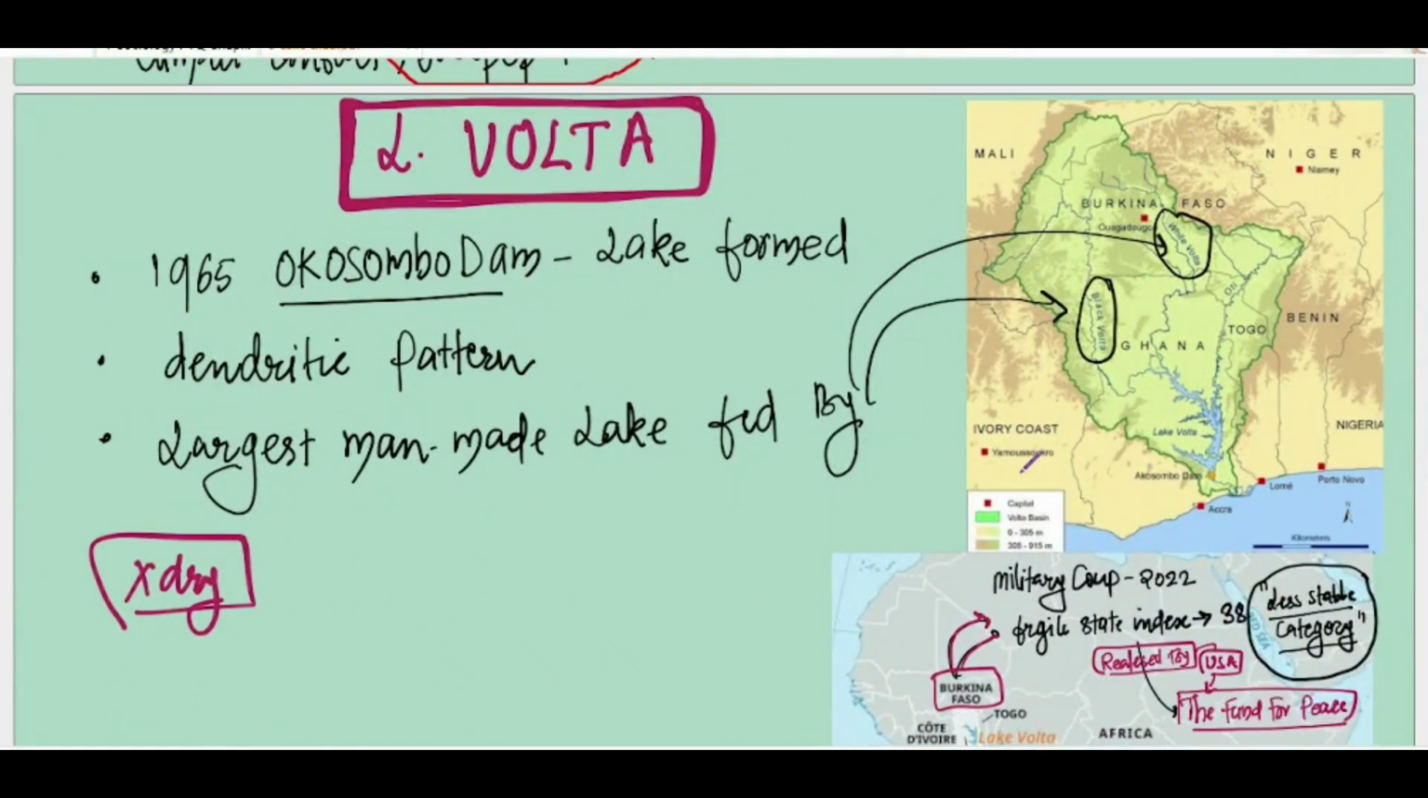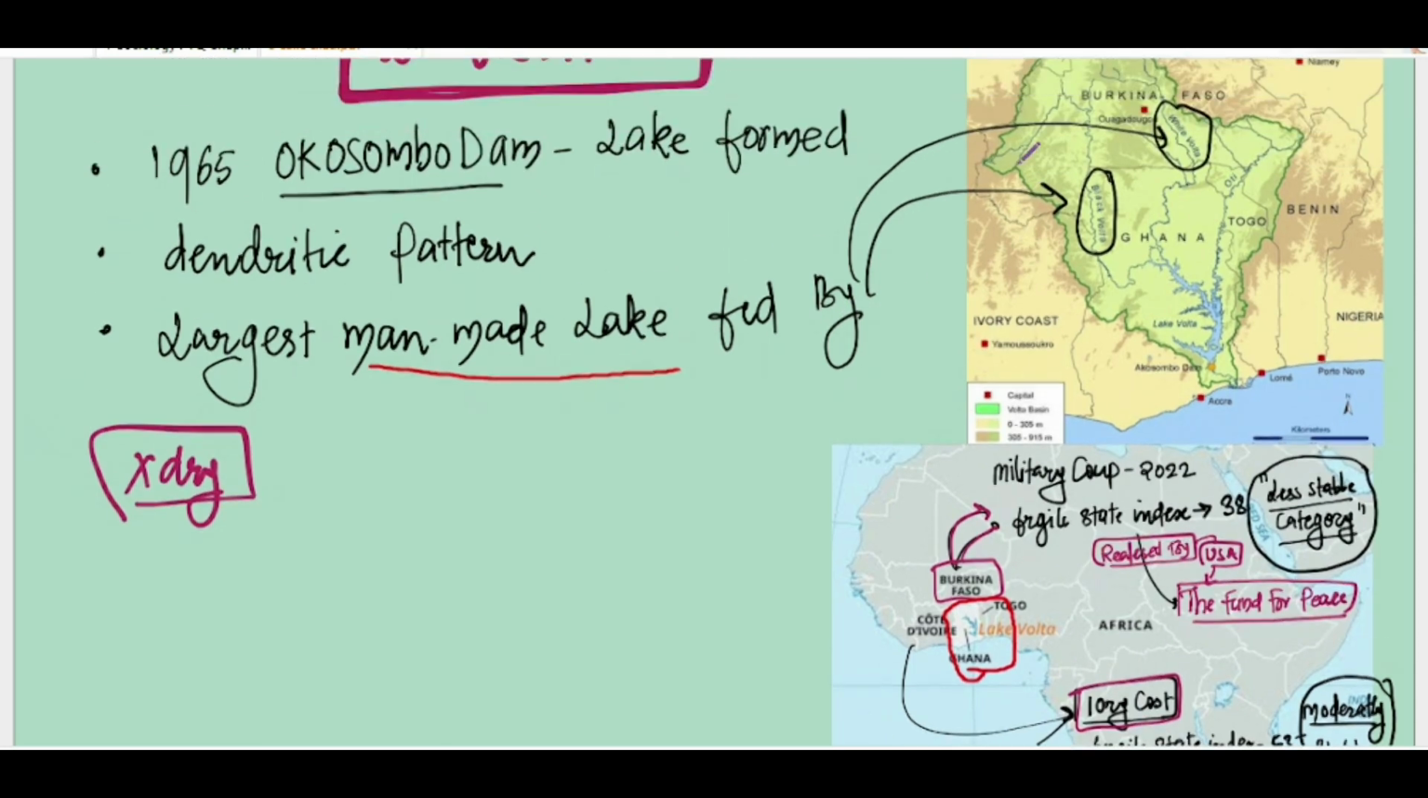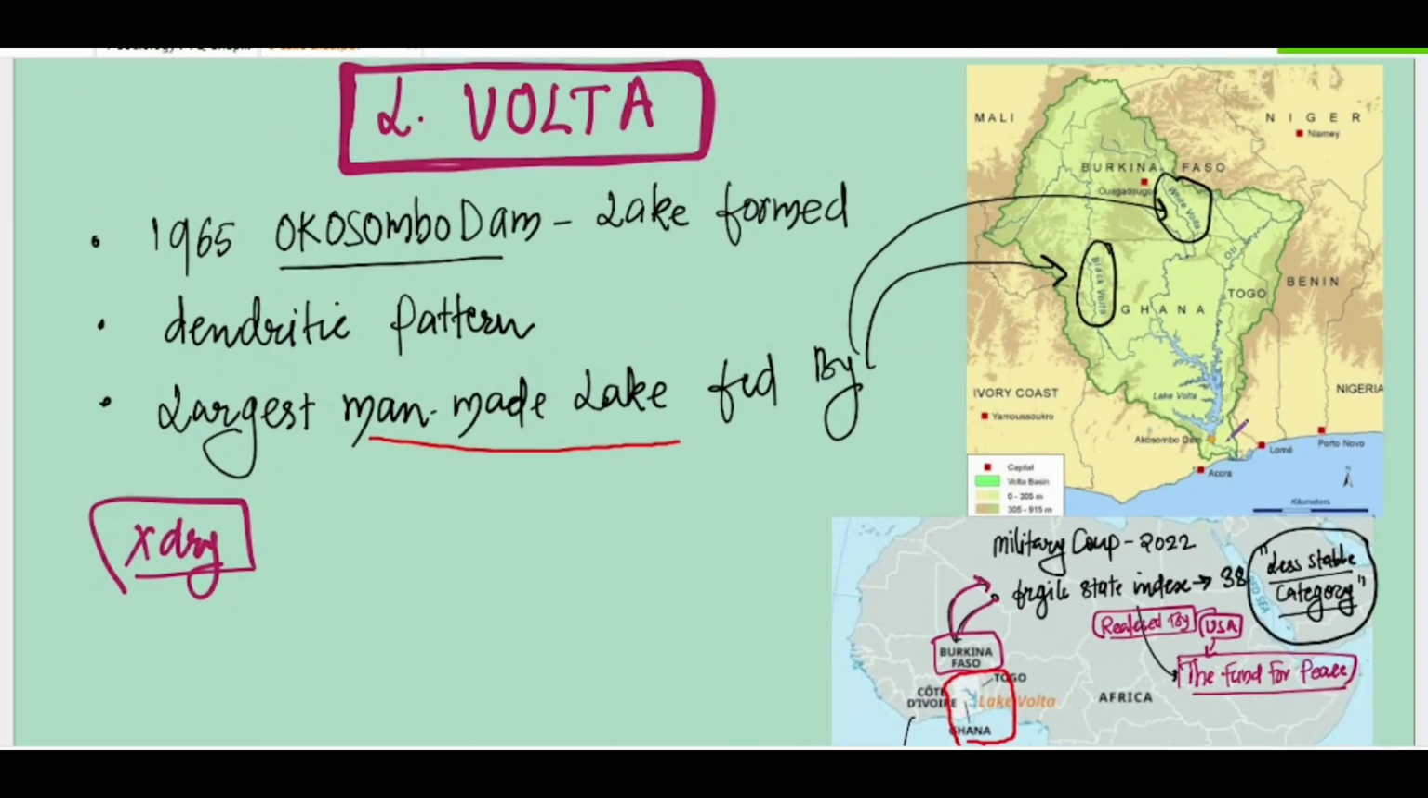Now there is Lake Volta, which is in Ghana. This is the location of Lake Volta, and this is one of the largest man-made lakes, fed by the river Black Volta and White Volta. So this has a dendritic appearance, it looks like a tree. This has a dendritic appearance, fed by the White Volta and Black Volta, and on this river there is a famous dam, the Akosombo Dam, and because of that there is a largest man-made lake which has the largest water area surface-wise.